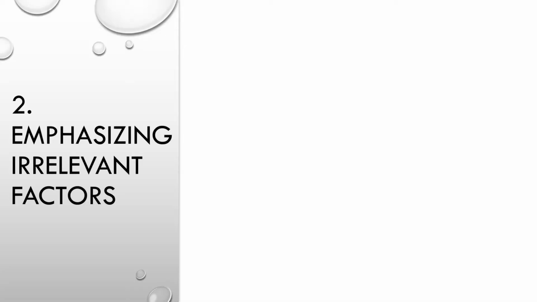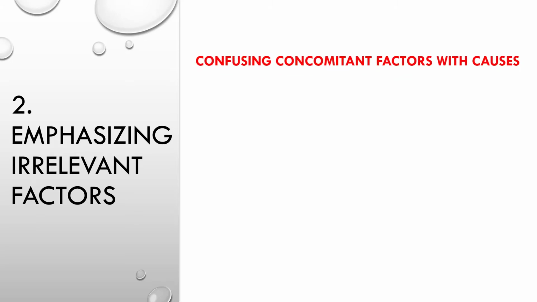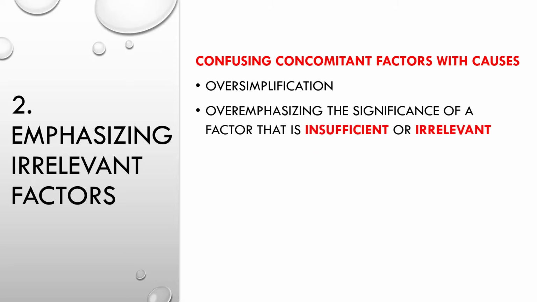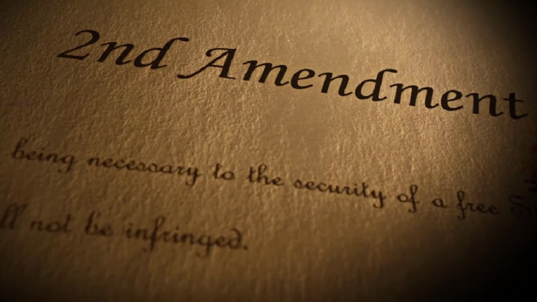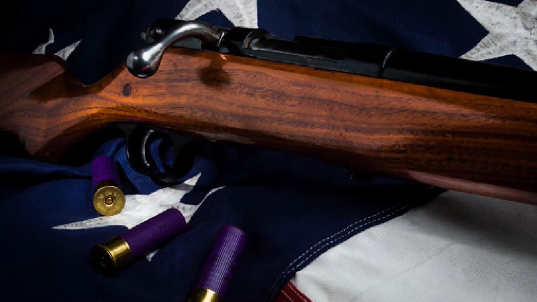Second, we have the problem of emphasizing irrelevant factors. As we just said, it's easy to confuse concomitant factors with causes. It's a case of oversimplification and overemphasizing the significance of a factor that is insufficient or irrelevant. Assuming a common factor is the cause is often due to not using the joint method. For example, it's no surprise that a country guaranteeing a citizen's rights to gun ownership has a problem with violence.